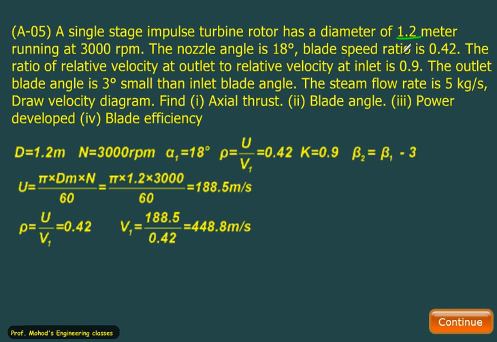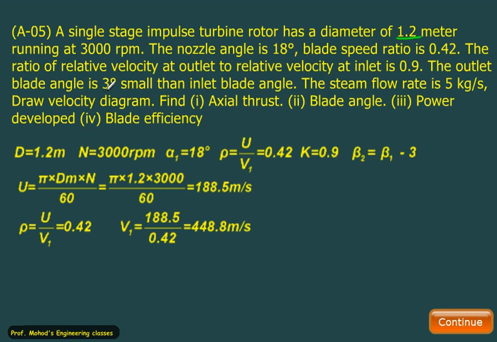Blade speed ratio is normally represented by rho, and is the ratio of blade velocity to the nozzle exit velocity, or we can say the inlet velocity to the turbine, and it is 0.42. The ratio of relative velocity at outlet to relative velocity at inlet, which is basically K, is VR2 by VR1, and is given as 0.9.